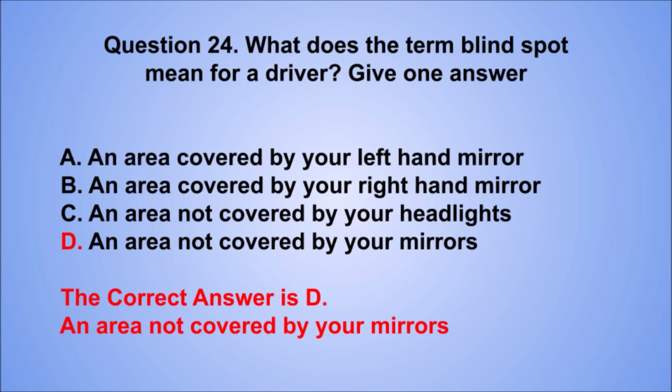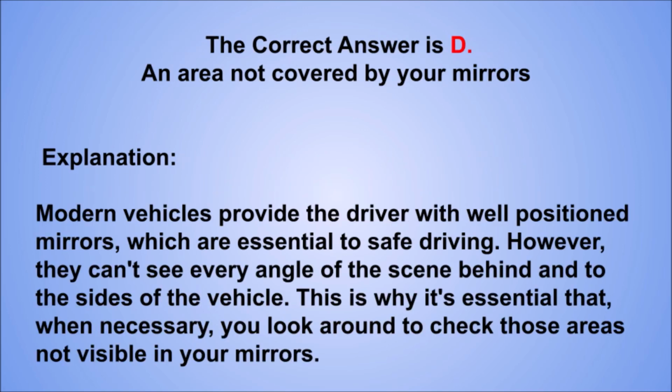The correct answer is D. An area not covered by your mirrors. Explanation: modern vehicles provide the driver with well-positioned mirrors, which are essential to safe driving. However, they can't see every angle of the scene behind and to the sides of the vehicle. This is why it's essential that, when necessary, you look around to check those areas not visible in your mirrors.